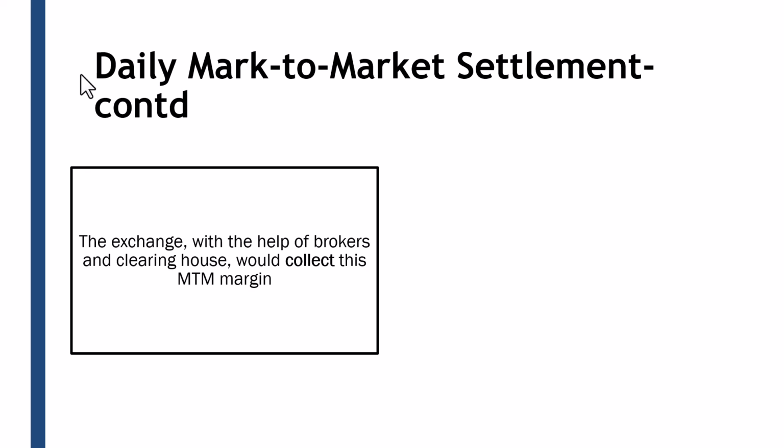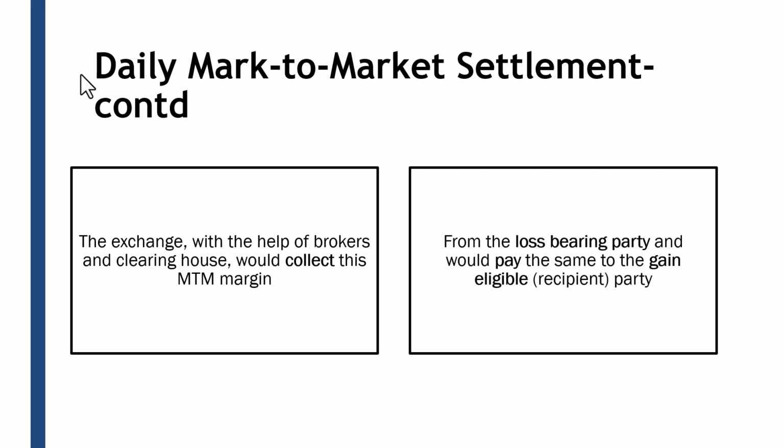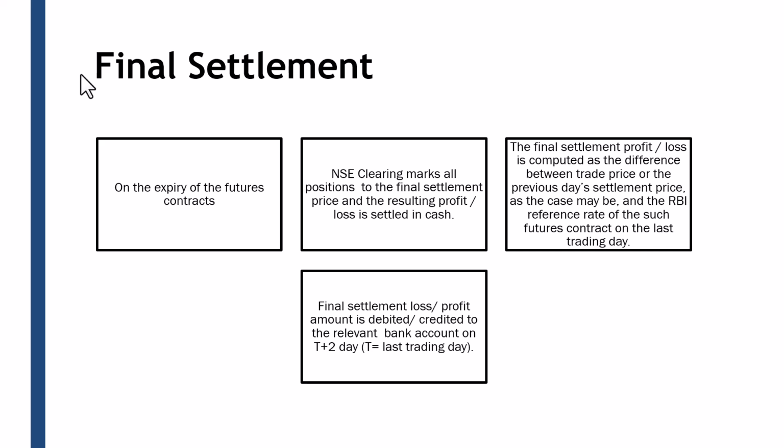Okay, going ahead. The exchange, with the help of brokers and the clearing house, will collect this in PMR from the loss bearing party and pay the same to the gaining party. So if you are making a gain, you will get it. If you are making a loss, you have to pay that loss on a daily basis. Is that okay? That is called mark-to-market settlement. Final settlement, I told you. So this is the last slide, on the expiry.